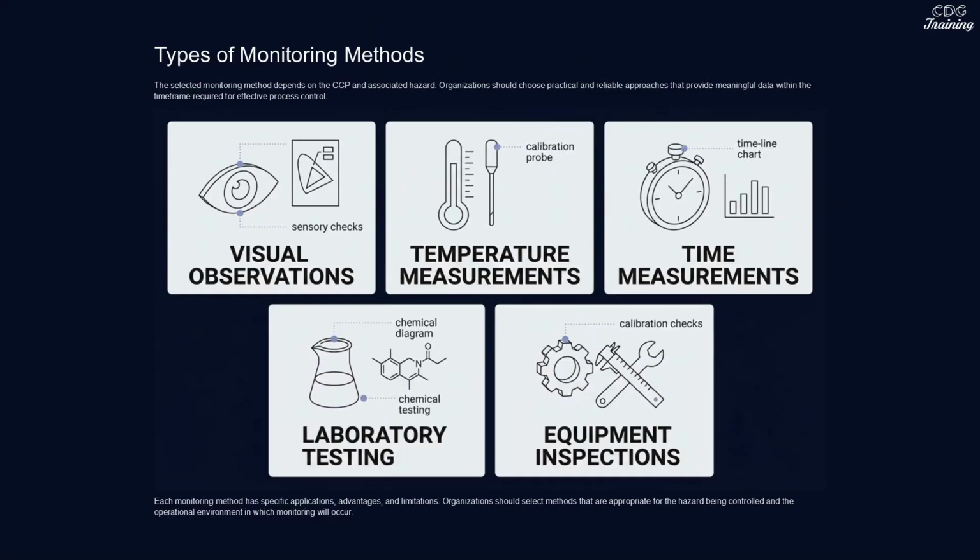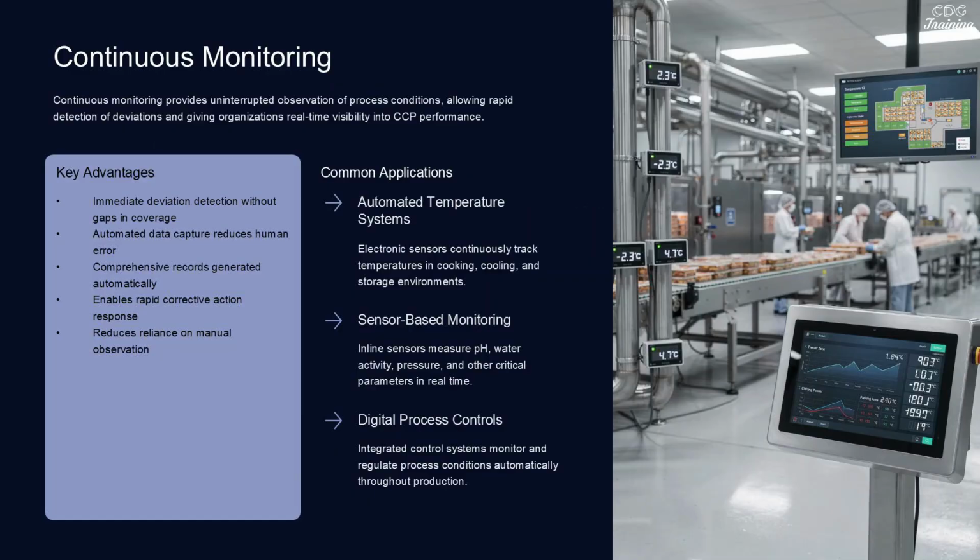The selected monitoring methods depend on the CCP and associated hazard. Organizations should choose practical and reliable approaches that provide timely and accurate data. Continuous monitoring provides uninterrupted observation of process conditions, allowing rapid detection of deviations and giving organizations real-time visibility into CCP performance.